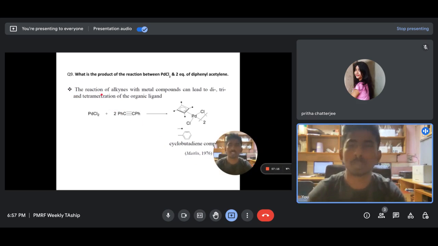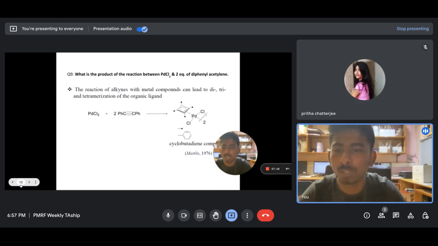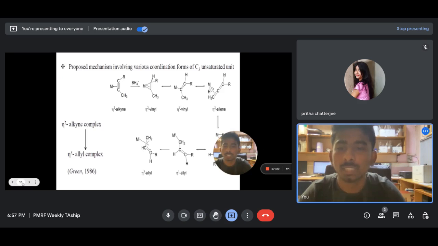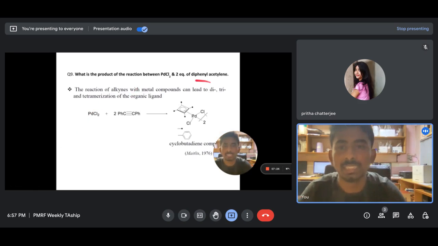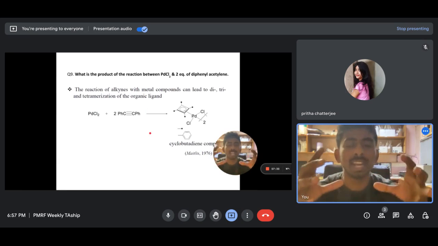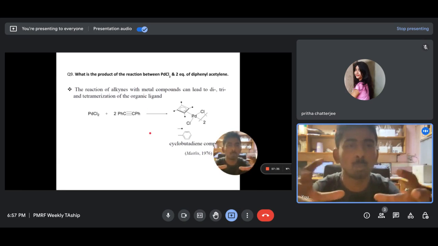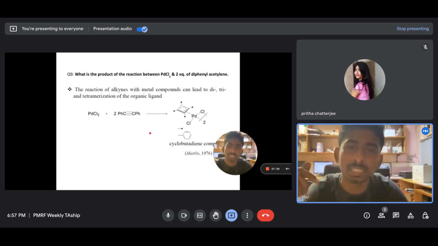Now, what is the product of the reaction? I mean, the next example: what is the product of the reaction between PdCl2 and 2 equivalents of diphenylacetylene? Reactions of alkynes with metal compounds can lead to di-, tri-, or tetramerization of the organic ligand.